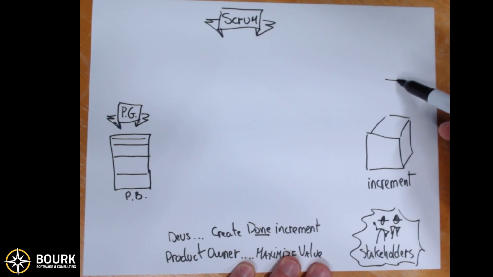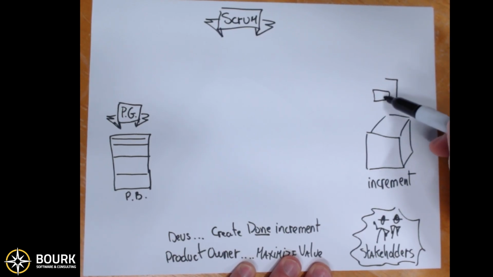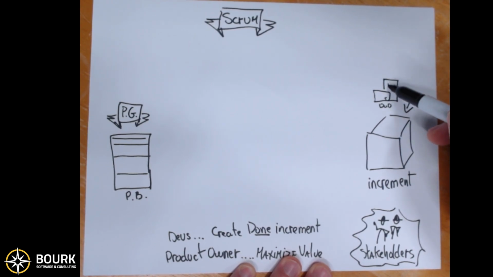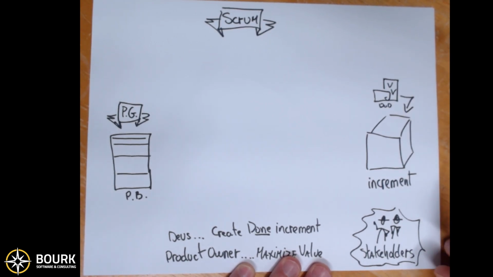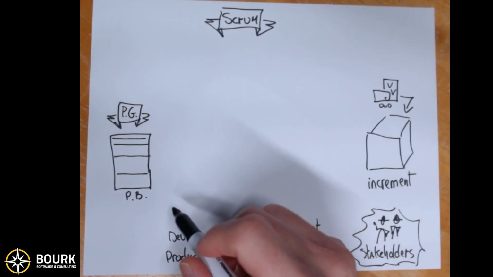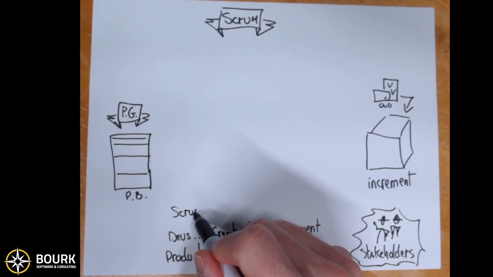And to make it transparent, what does it mean? What does it entail to create a done increment? They create a definition of done that they apply on the increment whenever they touch the increment. And this definition of done is a checklist of tests or engineering practices to ensure that the increment is high quality.